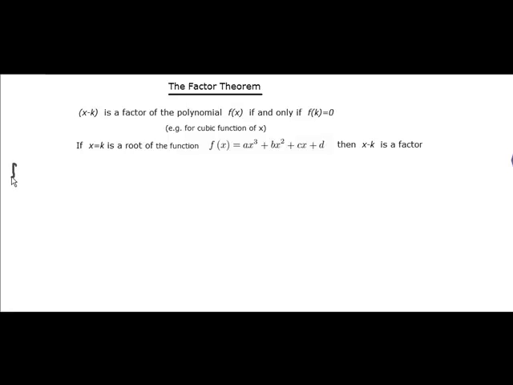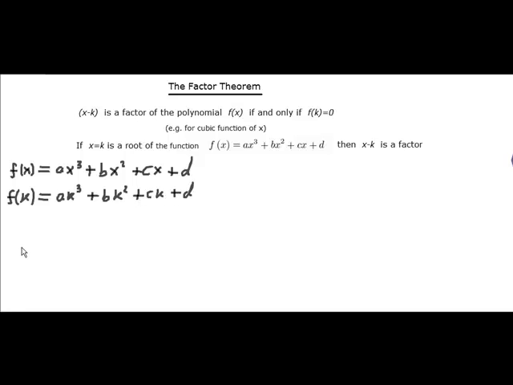So we can now start the proof by writing down what f(x) is. f(x) is ax cubed plus bx squared plus cx plus d, and then f(k). And f(k) is just a matter of subbing in k for x, so you get ak cubed plus bk squared plus c times k plus d. And in the next step we subtract.